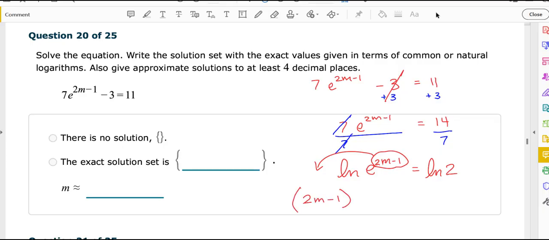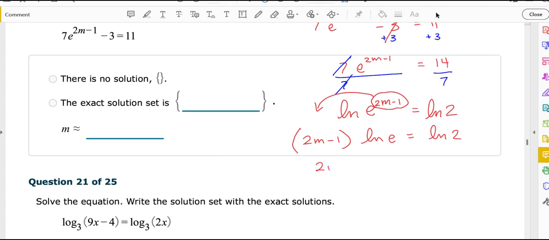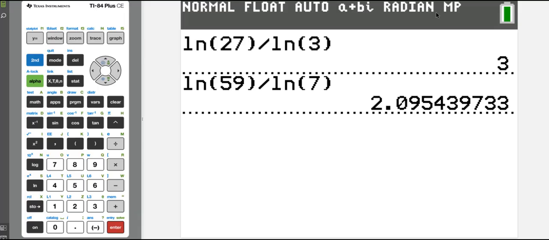Hopefully you remember that the natural log of e is 1. If you don't, you could divide both sides by natural log e. So you have 2m minus 1 equals, and on your calculator, if you were to do natural log of 2 divided by natural log of e, that's the same as natural log of 2. Okay, so that's just ln 2.